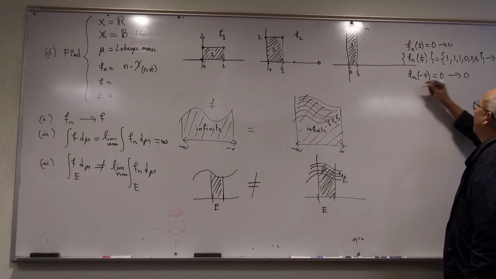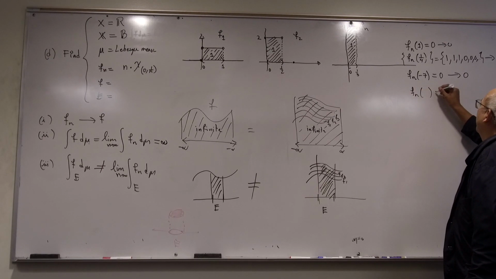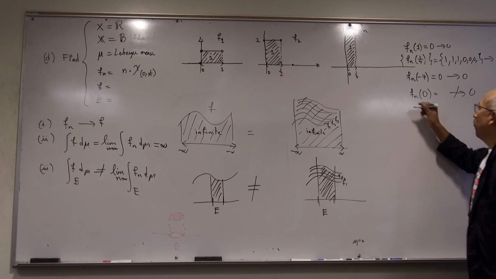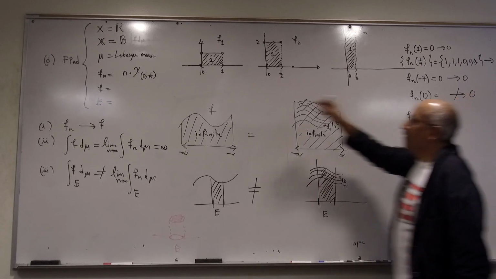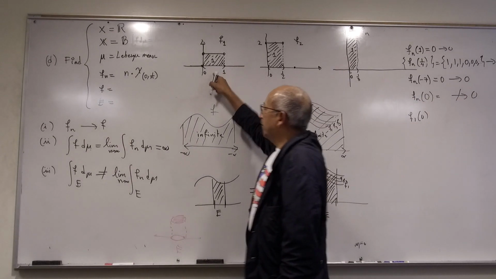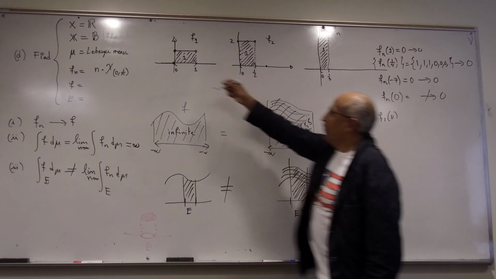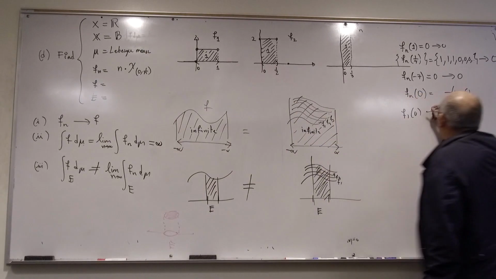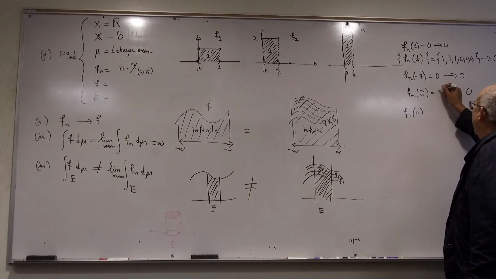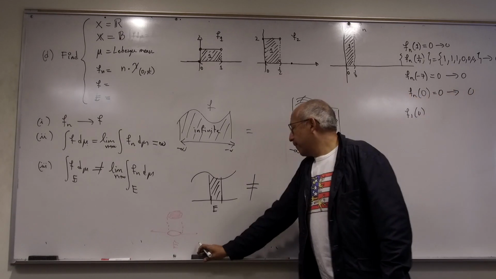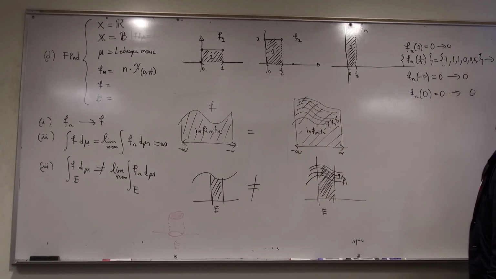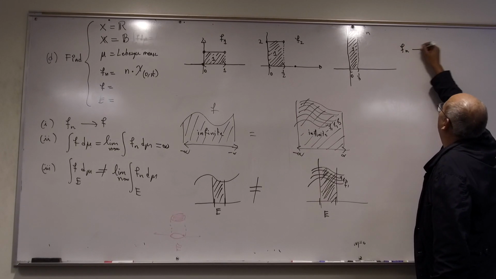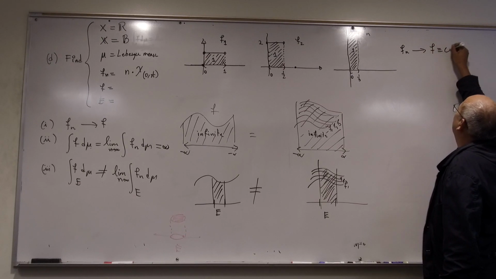What is the only point where fn of something might not converge to 0? The point 0? Okay, let's see. What is the first function evaluated at 0? It's 0 because the point doesn't belong to (0,1]; it's excluded. So that also converges to 0. The answer is all of them converge to 0. Therefore, fn converges to f identically 0.